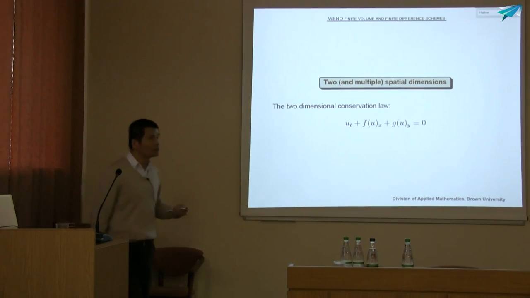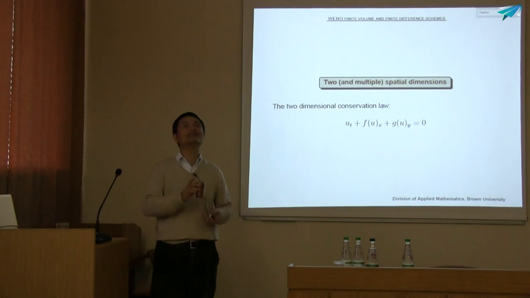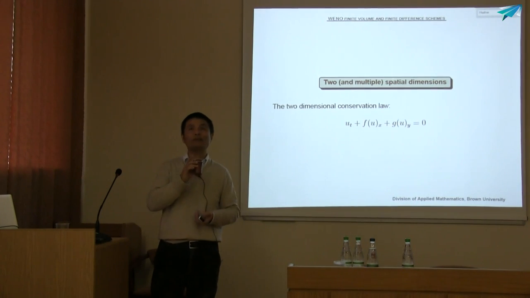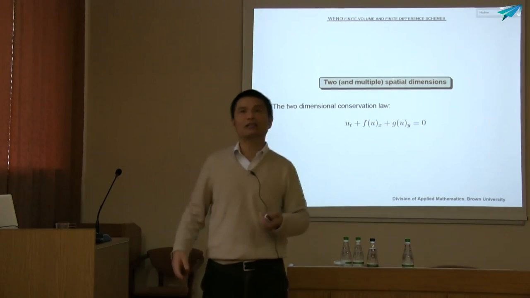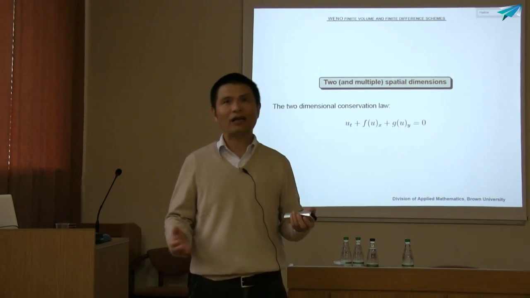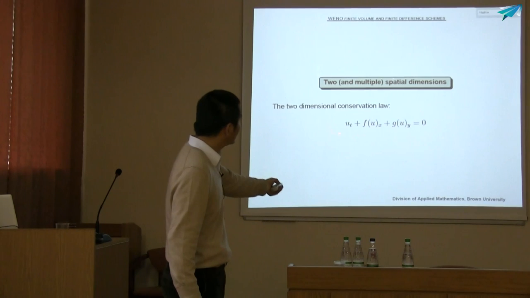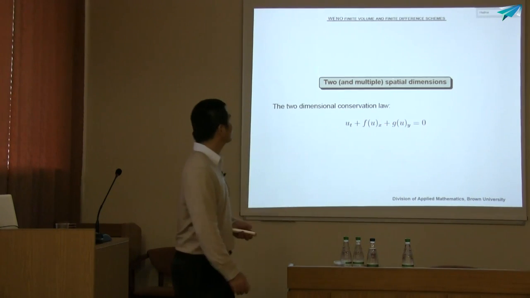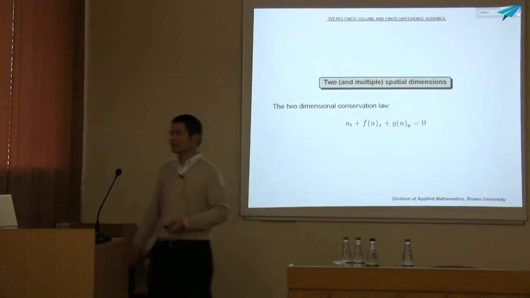Okay, so now let's look at multi-dimensions. I claimed that in multi-dimensions, finite volume and finite difference would make a big difference, right? So let's see why they are very different in two dimensions, for finite volume and for finite difference. So we have this two-dimensional conservation law here, written down: u_t plus f(u)_x plus g(u)_y equals zero.